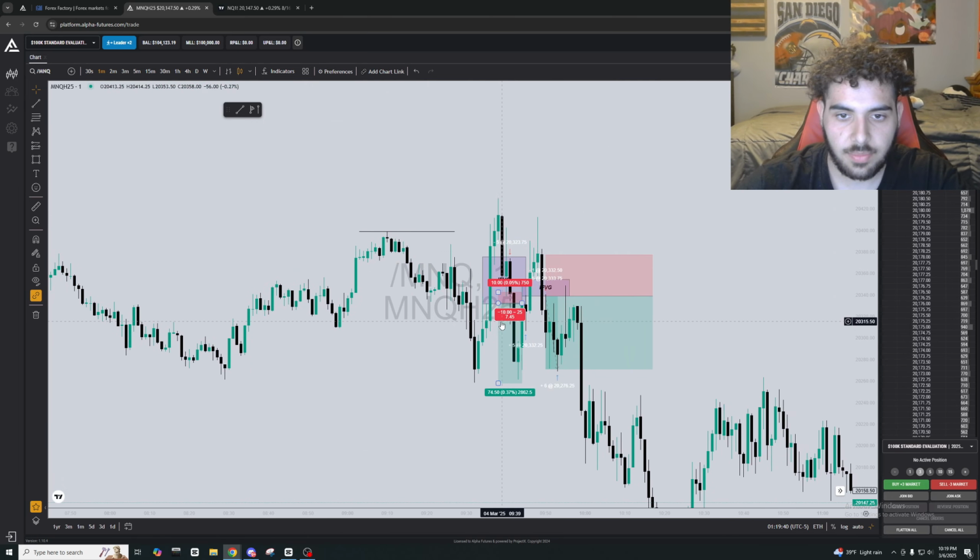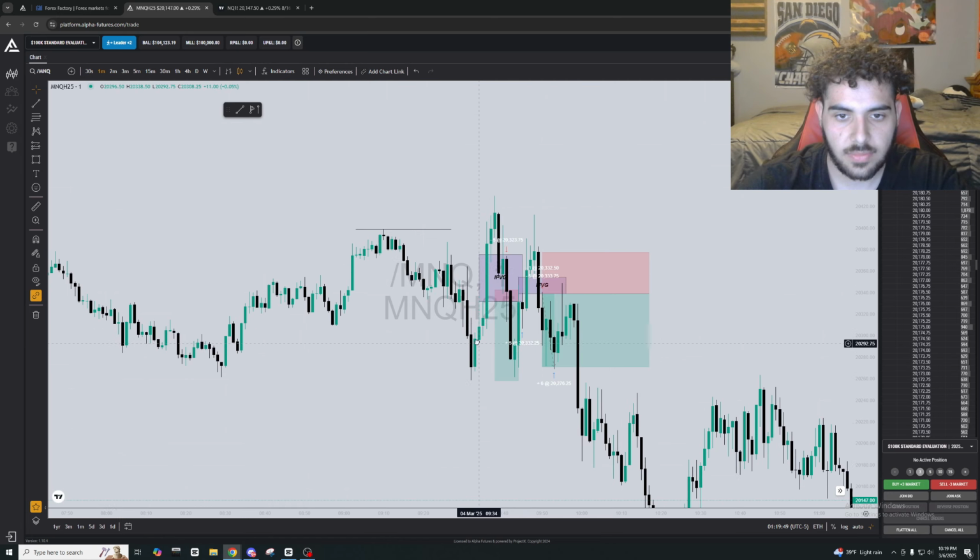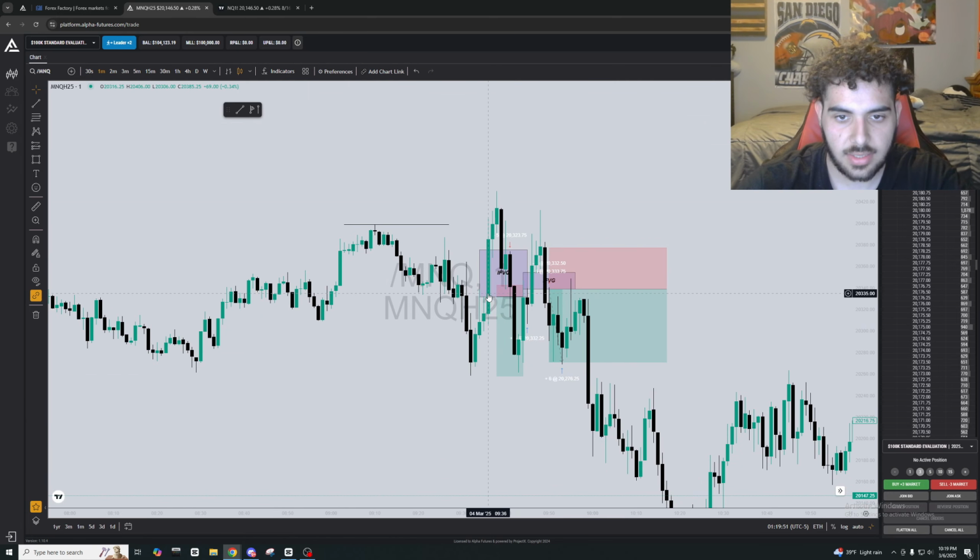So my first setup was this inversion. I believe the 30-second might look a little better, but just for saving time, I'll just show it as this. We came, price closed below it, and sure enough, it came back. I stopped out at nearly break even, so that was okay, taking that loss.